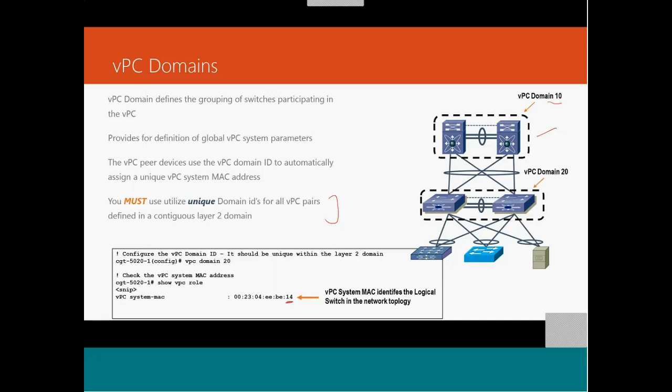Okay, so by default, you don't need to worry about the system MACs if you're configuring the right domain IDs and properly segregating the different VPC domains. But otherwise, if you are configuring manually, then do remember to configure the same VPC system MAC address on both the VPC peer devices.